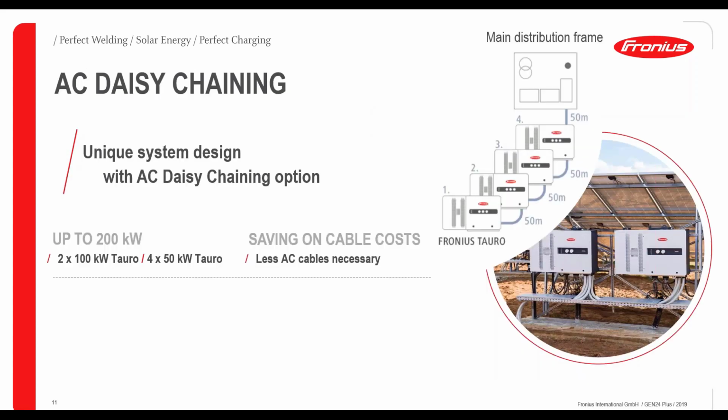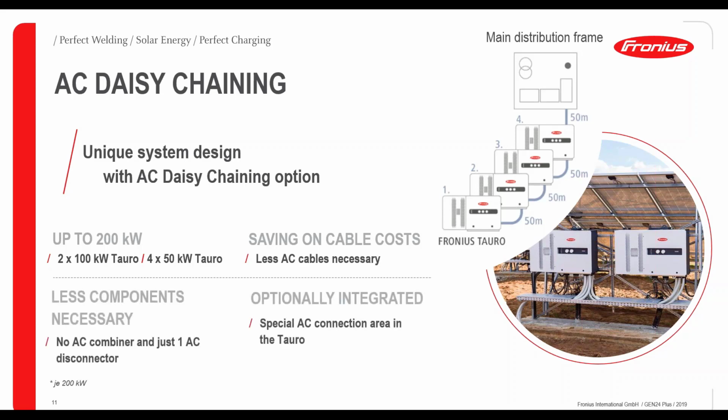Good, let's proceed. A closer look again at the AC-DC chaining option, because the slide before was on the DC side option we can choose. Now on the AC side, what do we have here? I already mentioned it. A unique system design is possible here. We can connect up to 200 kilowatt AC power together. What it leads to is, of course, saving on cable costs. Less AC cable is necessary in total, and also less components are necessary.